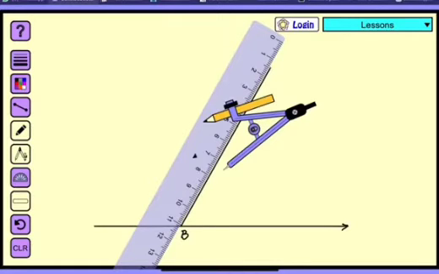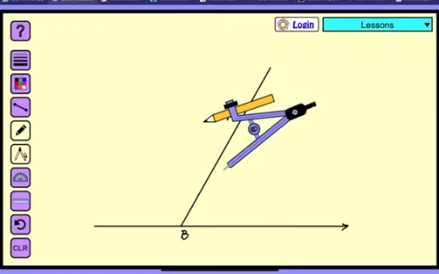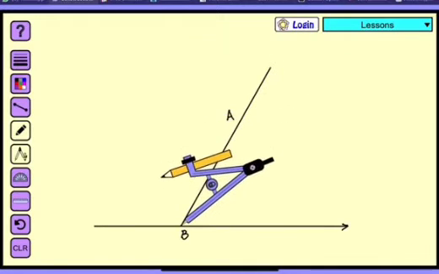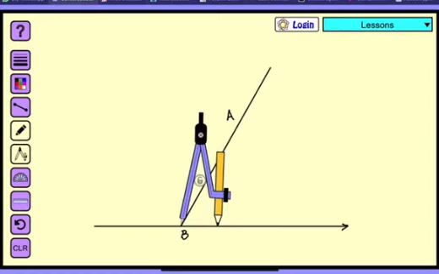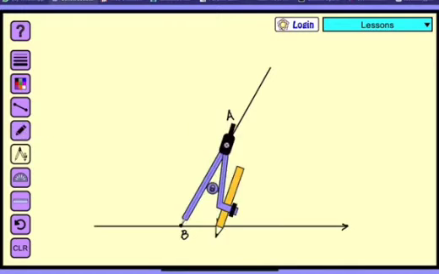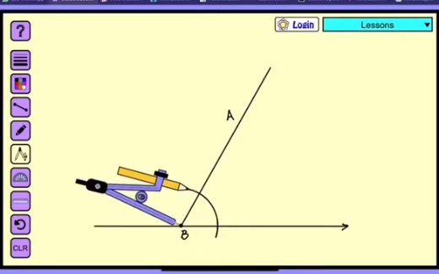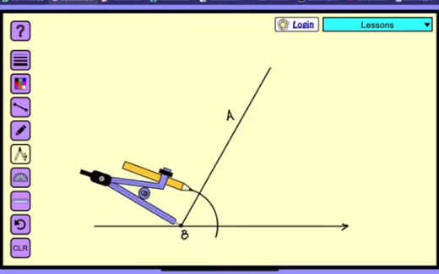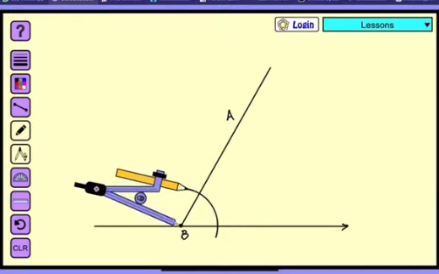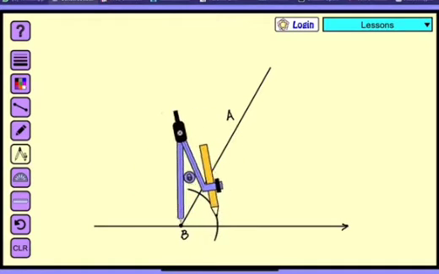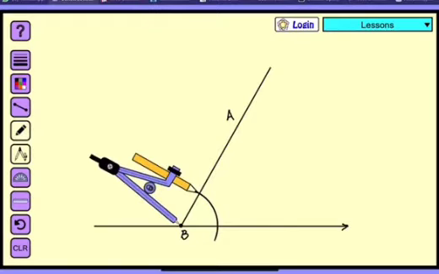With B as center and a convenient radius, draw an arc cutting L at C and BA at D. We'll name it as C and D.